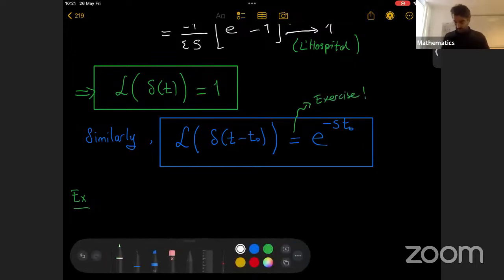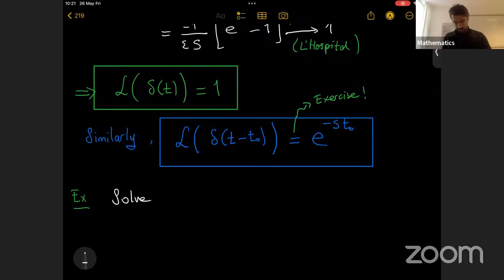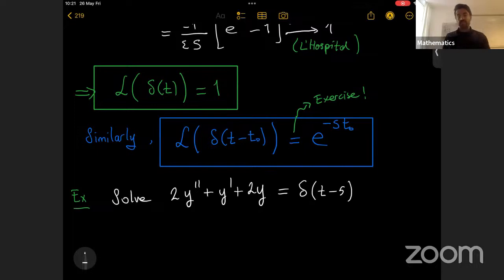Okay, well, let's do one example, then we will stop. So let's solve this equation: 2y double prime plus y prime plus 2y is equal to the impulse function at t minus 5. When you say impulse function t minus 5, you shift the impulse function by 5 units.